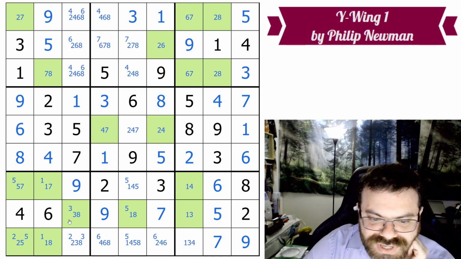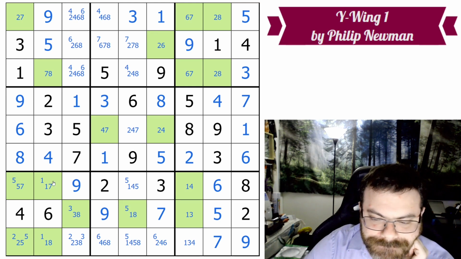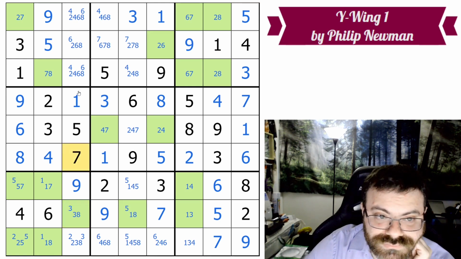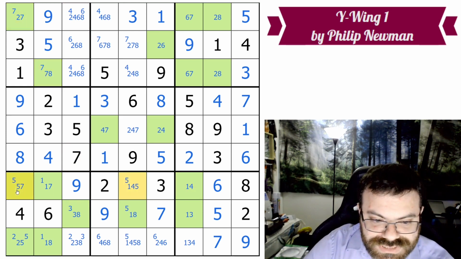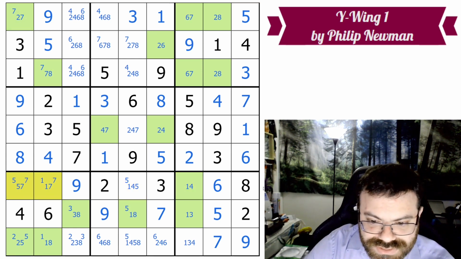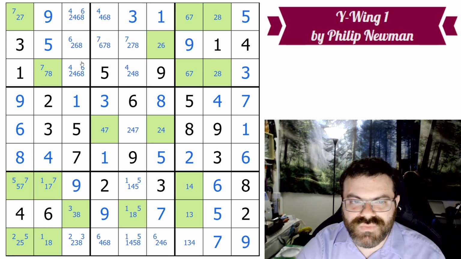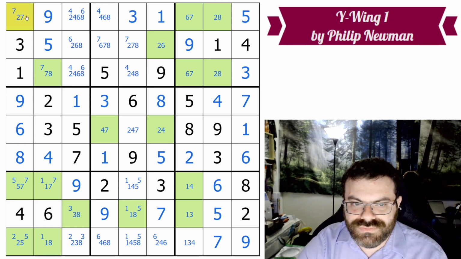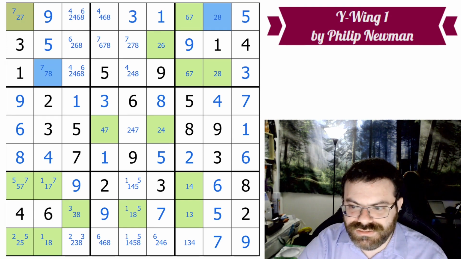I'm also double checking all my scanning just to make sure I didn't just miss that one of these is a single or something like that. We know that 7's limited to these 2. I can mark that. We have the 1, 4, 5, 7. Is there anything? So, okay, 7's limited to these 2. Okay, so now I have a Y-wing, and it is here. So I'm going to mark that the way we marked it in our examples.